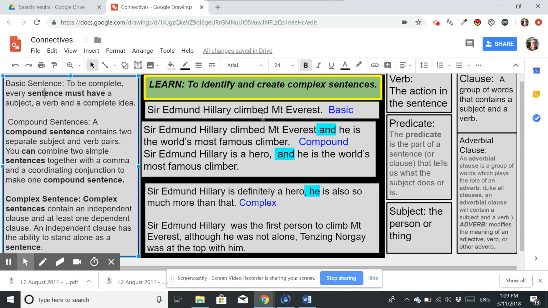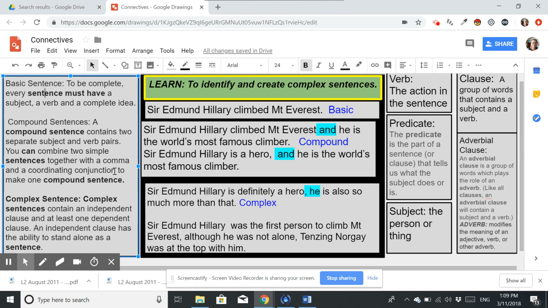Okay. Next we have the compound sentences. A compound sentence contains two separate subject and verb pairs. That's why it's important that we know what a subject and a verb is. You can combine two simple sentences together with a comma and a coordinating conjunction to make one compound sentence. Now, a coordinating conjunction is a particular word that you can use to join. And there's a bit of an anagram called fanboys, and I will be showing you that on another slide.